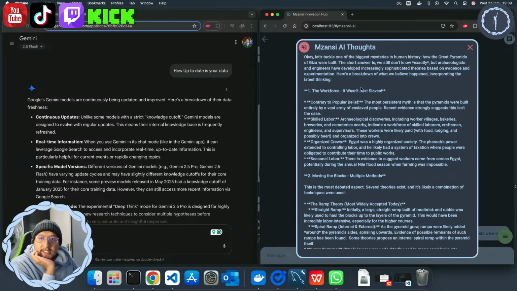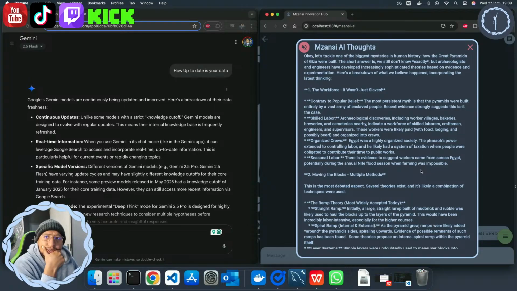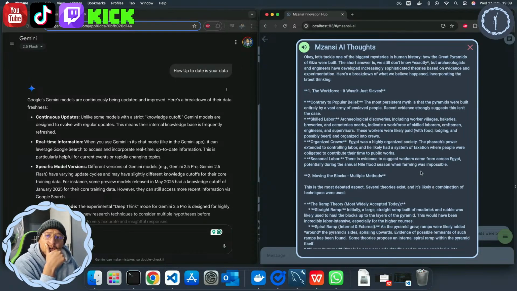Nice. I like that it says it wasn't just slaves, because a lot of people say like, nah, it was just a bunch of slaves and the slaves did it. So I'm glad that it wasn't only that. Let's listen to what it's saying. Please fact check me in the comments on any of the platforms and let me know if it's accurate or not.